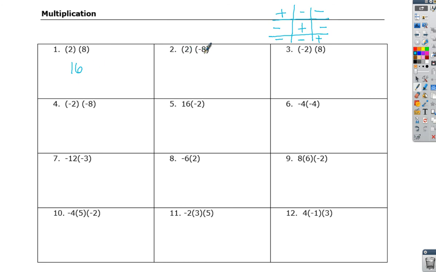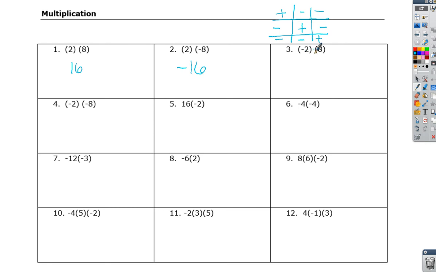Next we'll do 2 times negative 8. So we do 2 times 8 first. So 2 times 8 is 16. And now we look at our signs. So we have a positive times a negative. So we're going to go to our chart. We have a positive times a negative equals a negative. So our answer is going to be negative 16.